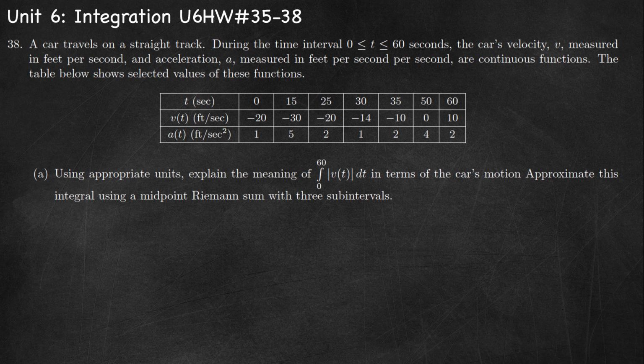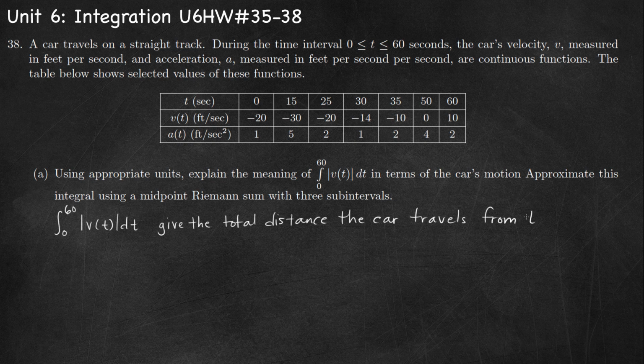If the absolute value were not there, if it was just the integral of v of t dt from 0 to 60, that would give us p of 60 minus p of 0, which is the net distance traveled. When you take the absolute value of your velocity, then you just get positive area the whole time. So it's going to give you the total distance traveled. So this integral from 0 to 60 of the absolute value of v of t dt gives the total distance the car travels from t equals 0 to t equals 60 seconds.